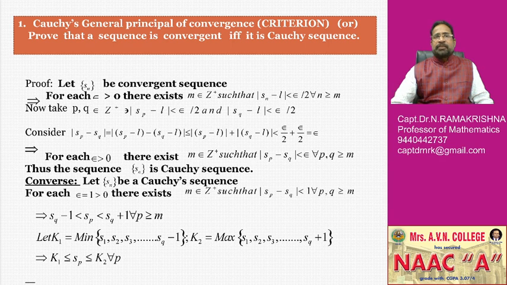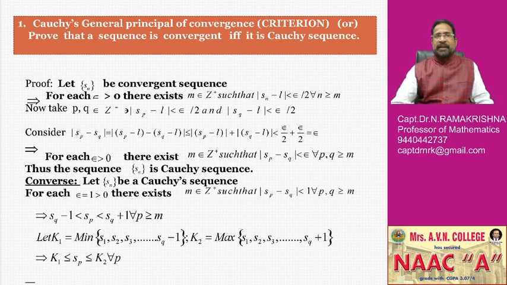Suppose sequence Sn is a convergent sequence. What is the definition of a convergent sequence? For each epsilon greater than 0, there exists m belongs to Z plus such that modulus of Sn minus l less than epsilon by 2 for all n greater than or equal to m. So in place of n, you can take two positive integers p and q. Then we have modulus of Sp minus l less than epsilon by 2 and modulus of Sq minus l less than epsilon by 2. Now consider modulus of Sp minus Sq.